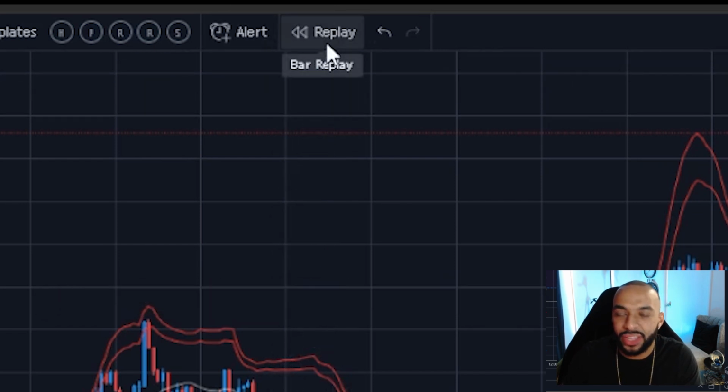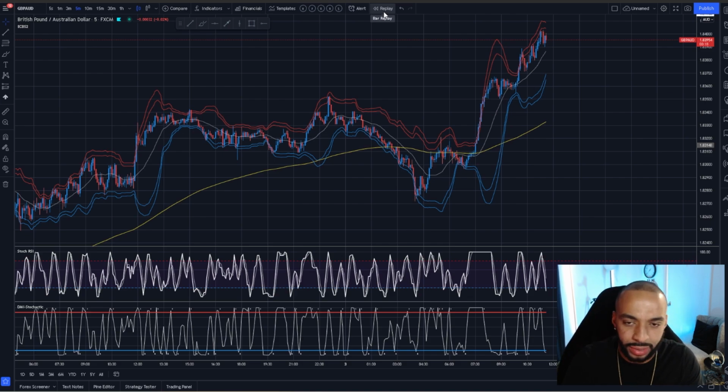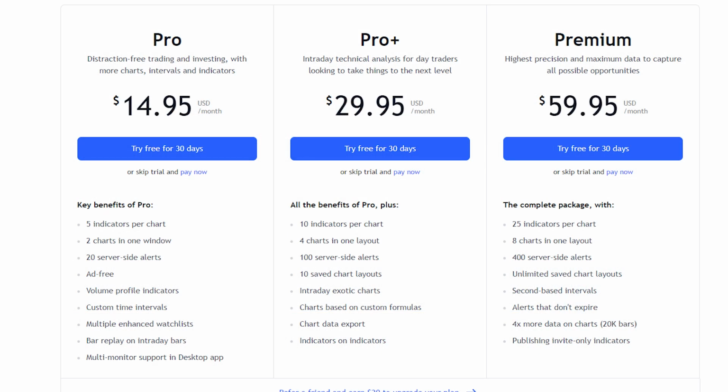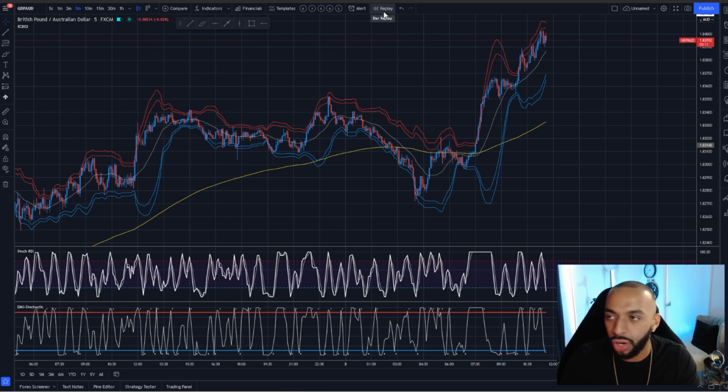Now, this is an option that you only have access to if you have the paid version for TradingView. You can get the cheapest one. The cheapest one, I think it's like $10, $15, right? Sometimes they do promotions. If you buy it for a year, you'll get a percentage off, whatever the case may be.